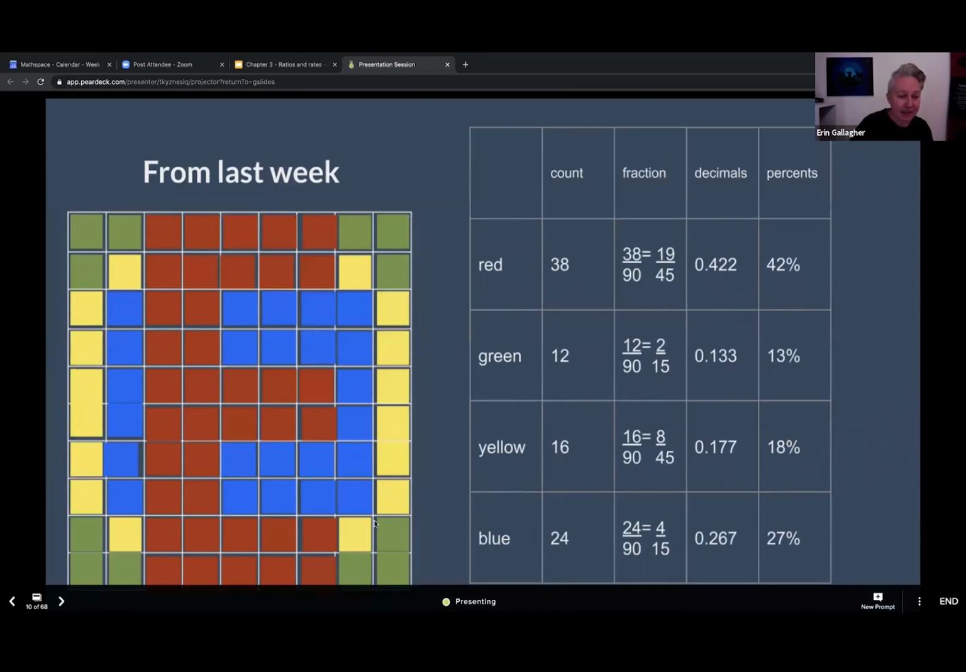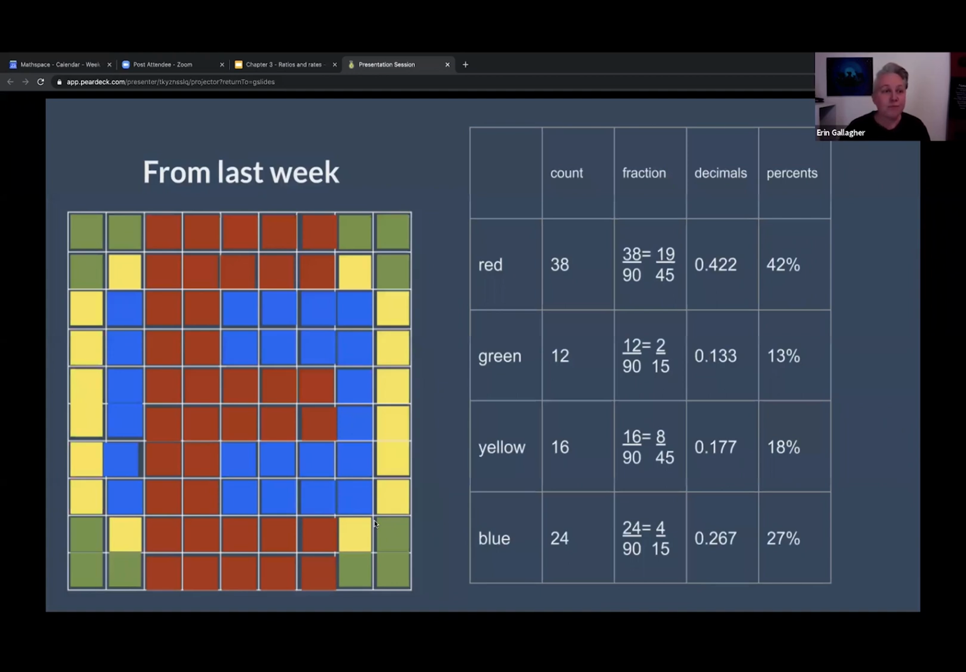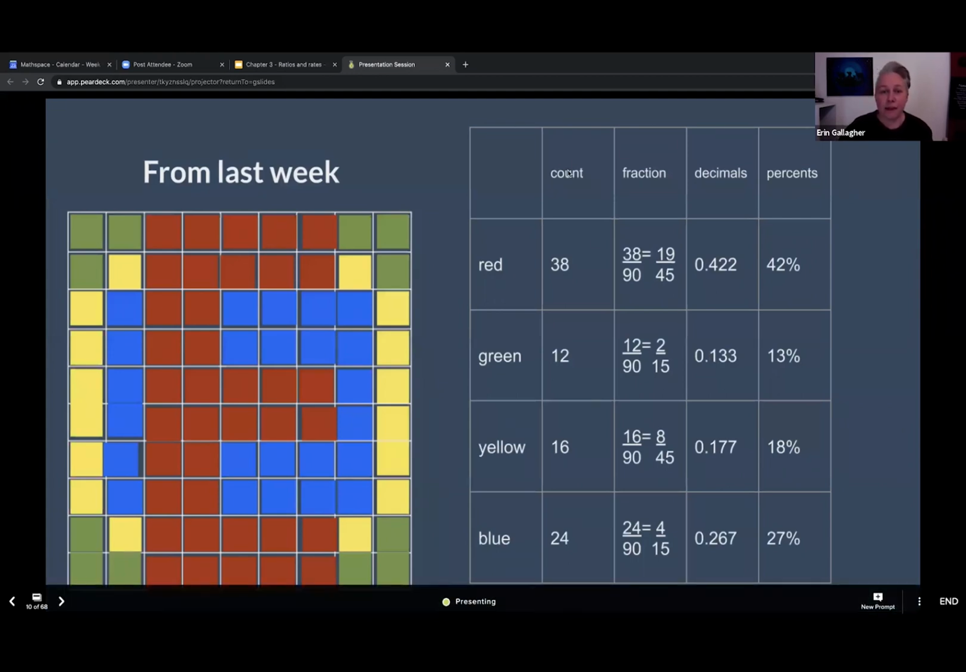I made a big letter E. I used 4 colours, red, green, yellow, and blue. And the activity was to count up how many squares you coloured in for each of those colours, and then work out the different representations for fractions, decimals, and percentages. So if we just look at my red example, there were 38 squares. The fraction is 38 of the 90 whole squares, and that could be simplified to 19/45. And then I converted that to decimals and percentages.